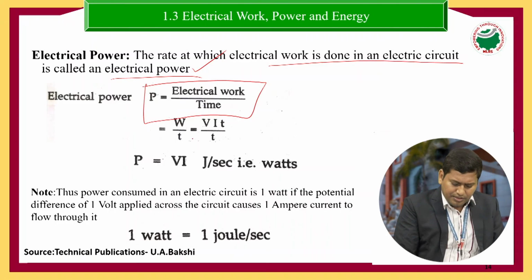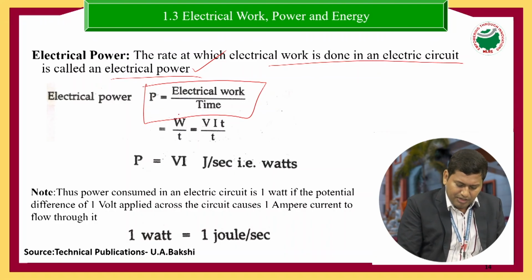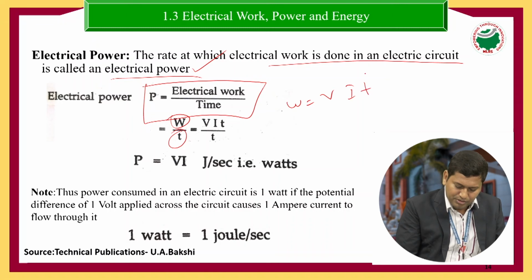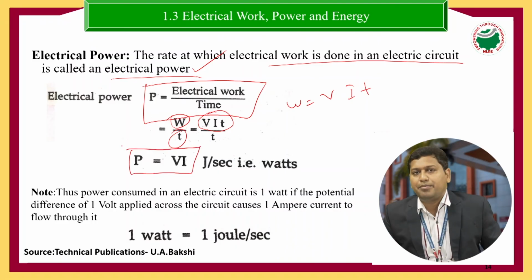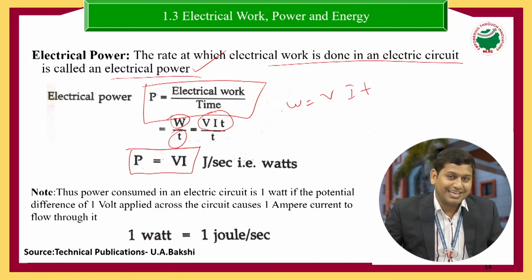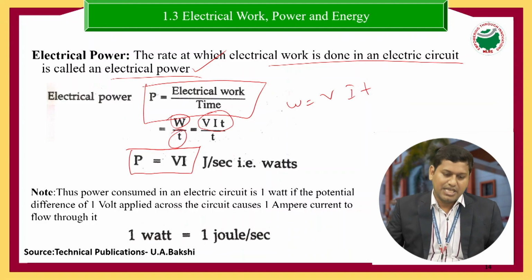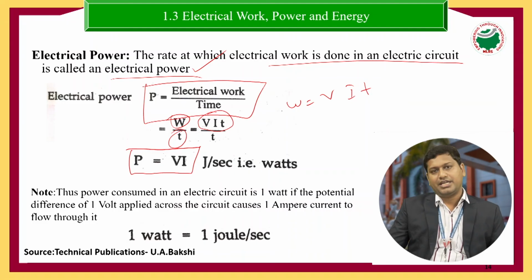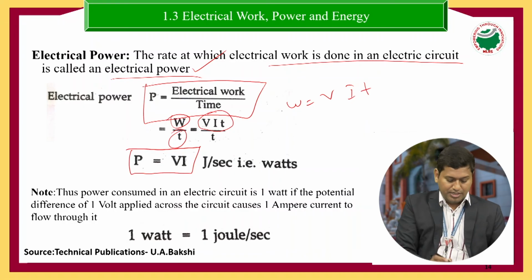Electrical work is given by W, time is T. Here we have already received W equal to VIT in the previous part. So I am substituting VIT by T. Finally I can write P equal to V into I, that is joule per second.